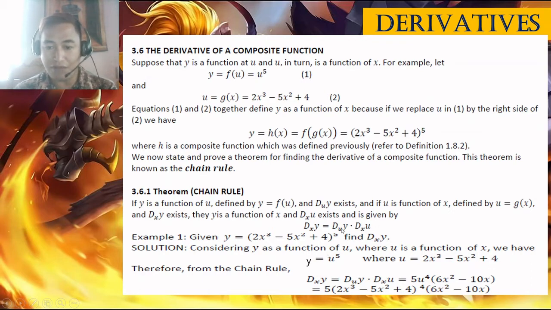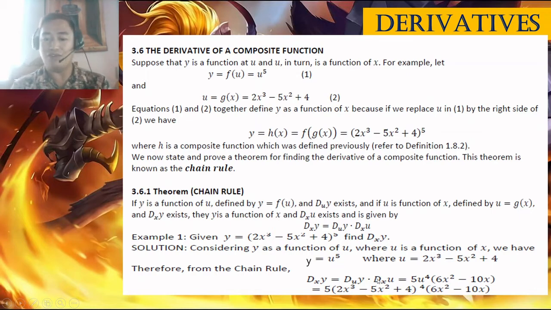So based on the formula, what we will do is the derivative of y with respect to u, times the derivative of u with respect to x. The derivative of y with respect to u is 5u to the fourth. Okay. And then the derivative of u with respect to x, so the derivative of this with respect to x, is 6x squared minus 10x. Okay, next, we substitute u back: 5 times 2x cubed minus 5x squared plus 4 to the power of 4 times 6x squared minus 10x.